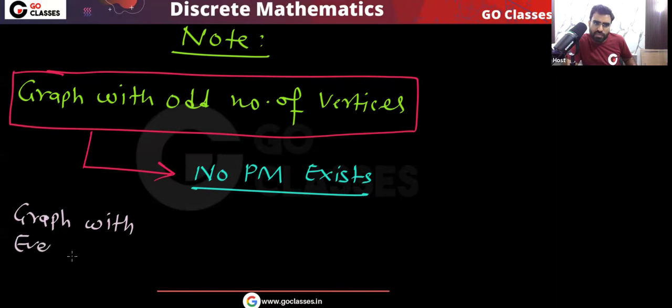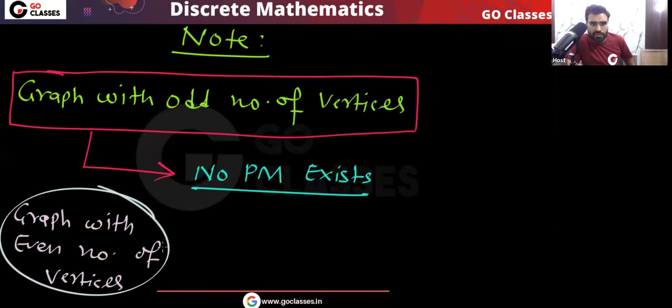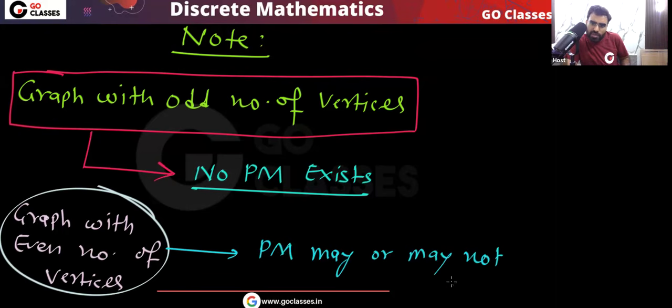But remember, in a graph with an even number of vertices, a perfect matching may or may not exist. It will depend on the graph. Is this clear? Very simple.